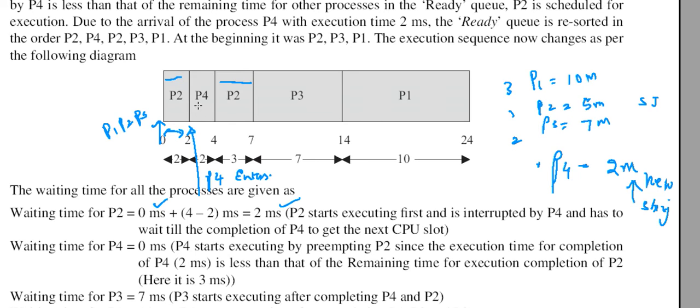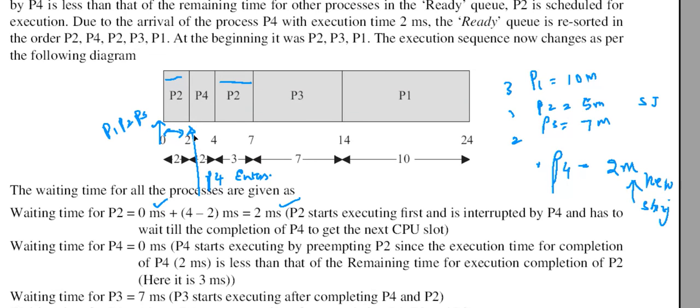Here P4 appeared, and its job is less than P2's pending job. P2's pending job is 3 milliseconds, and P4's job is only 2 milliseconds, so it is the shortest. That's why, without waiting, the scheduler will schedule P4.